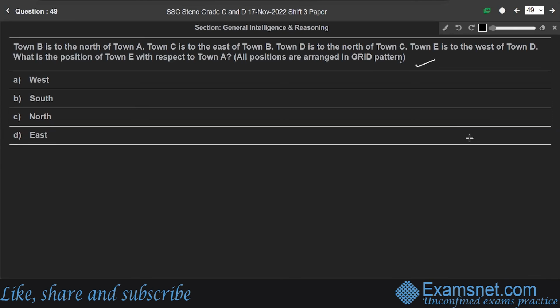Question 49. Town B is to the north of town A, town C is to the east of town B, town D is to the north of town C, and town E is to the west of town D. What is the position of town E with respect to town A? All positions are arranged in a grid pattern. So we'll consider the directions first. North, south, east and west.